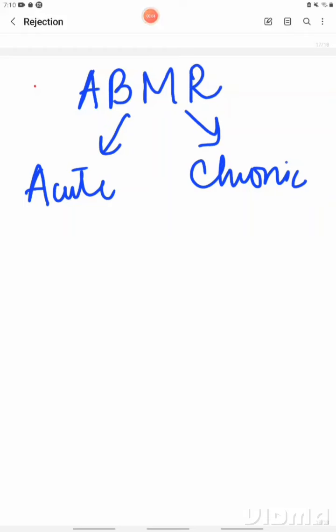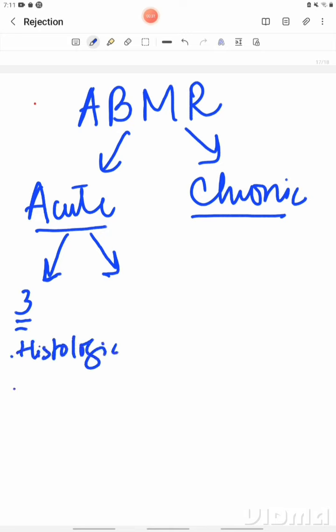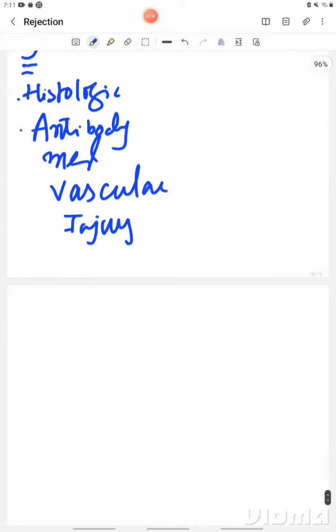Coming to antibody-mediated rejection, it can be classified into acute or chronic antibody-mediated rejection. Based on that, we have some histological evidence for antibody-mediated rejection, and there must be three things that should be present, like you can say, criteria. There should be evidence of histological changes, presence of antibody-mediated vascular injury, and presence of DSA, donor specific antibodies.